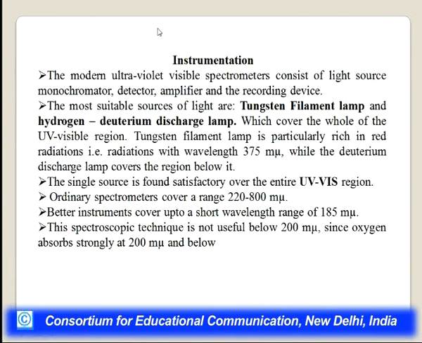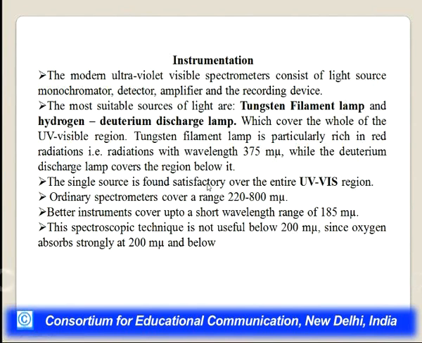Now, instrumentation, which covers how the instrument works for a particular spectroscopy. Here we are talking about UV visible spectroscopy. Modern ultraviolet visible spectrophotometers consist of a light source, monochromator, detector, amplifier and recording device. The suitable sources of light are the tungsten filament lamp and the hydrogen deuterium discharge lamp, which cover the whole of the UV visible region. Tungsten filament lamp is particularly rich in red radiations, that is, wavelength approximately 375 millimicron, while the deuterium discharge lamp covers the region below it.